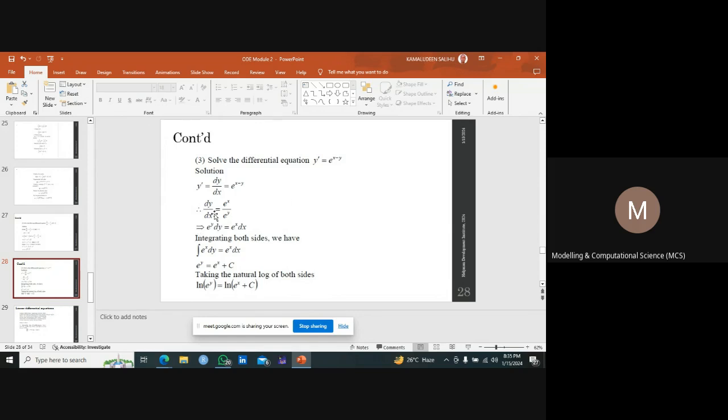After this, we can cross multiply to separate the variables. When you multiply both sides by dy, you arrive at exponential y dy equals exponential x dx. After separating the variables, then you integrate both sides. So integrating both sides, you have the integral of this and the integral of this. Whenever you integrate an exponential, the integral of exponential x will still give you exponential x, but over the derivative of the power, because you have to differentiate the power then divide by it.